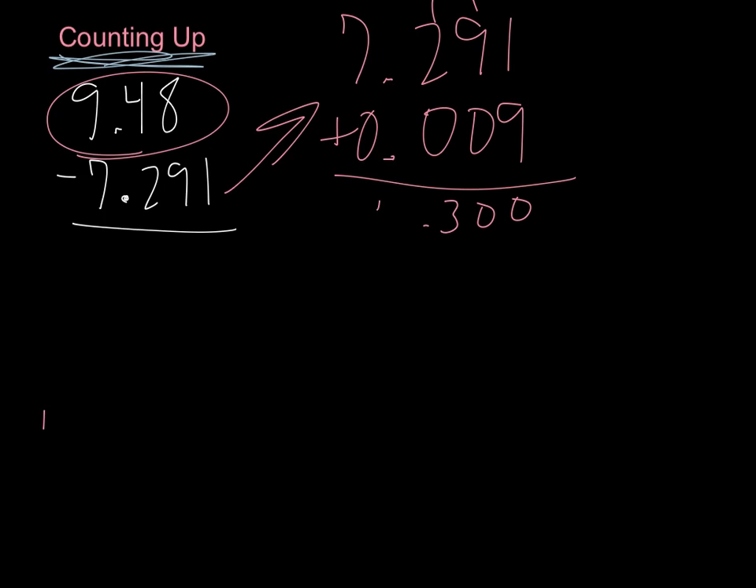That's 3. So I get a nice and even 7 and 3 tenths, or 300 thousandths. This is the same as 3 tenths. So I'm moving closer to 9 and 48 hundredths. Now what should I add to that?